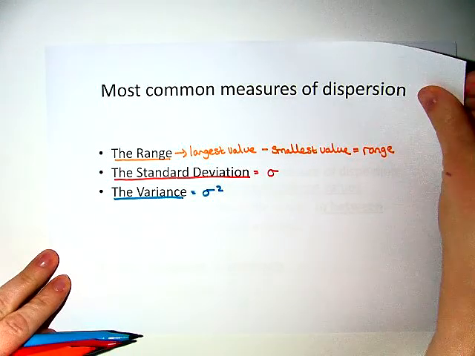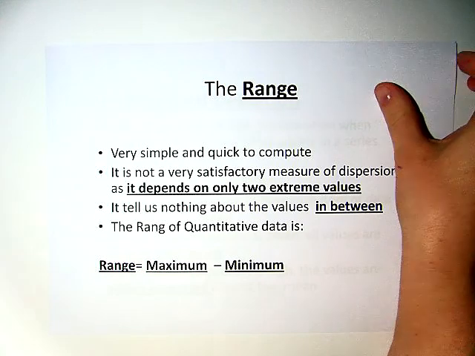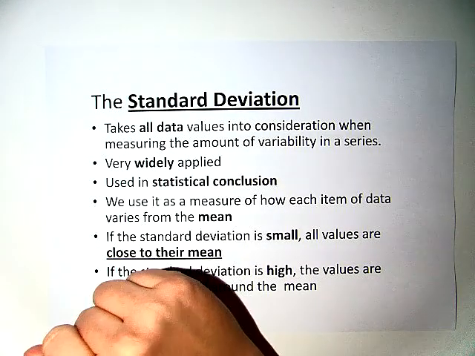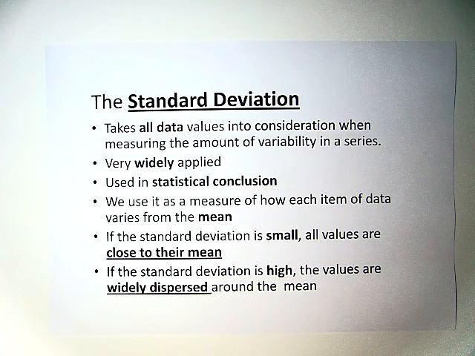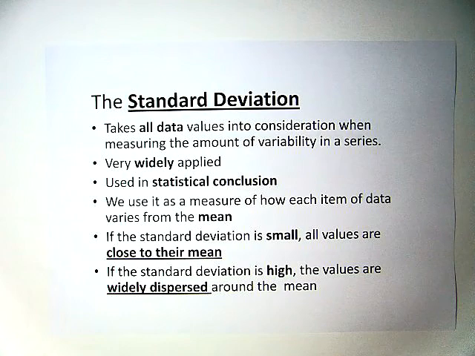So let's go ahead and actually practice some of these. The range, maximum minus minimum, we just talked about it. The standard deviation takes all data values into consideration. It is very widely applied, and it is used in most statistical conclusions. This is used throughout statistics, and it's something that you will be using a lot in the future. We use it as a measure of how each item of data varies from the mean. So from the average, how far out does it go?